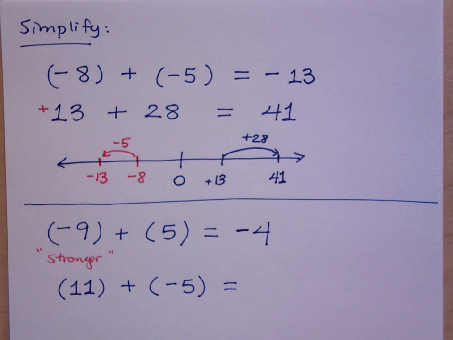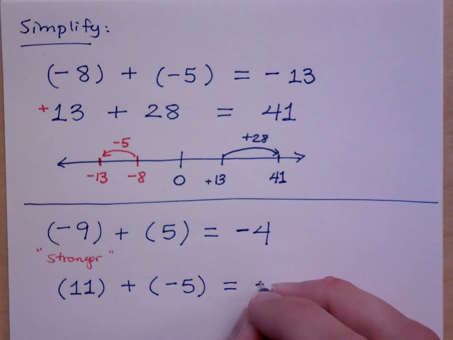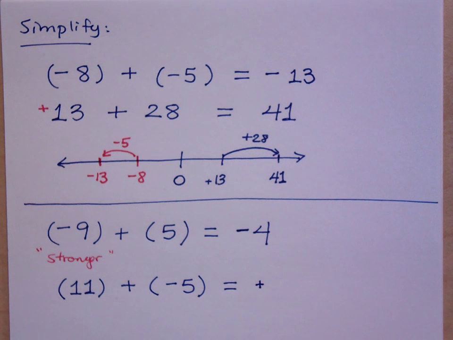The positive number is the stronger number, right? So I know my answer is going to be positive. I don't necessarily have to put a positive here, but I can if it makes you feel better. Now, what's the difference between 11 and negative 5? Well, the difference between those absolute values is 6, right?